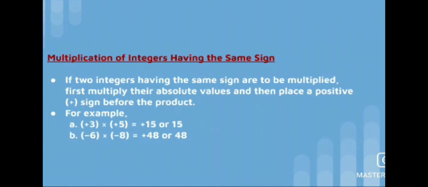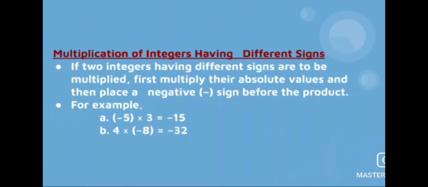Next example, minus 6 into minus 8. Here also we have the same sign, that is negative. First you have to find out the product. 6 8s are 48, and before that you have to include a positive sign, that is plus 48, or else simply you can write it as 48.